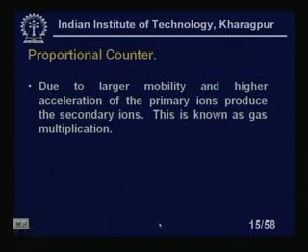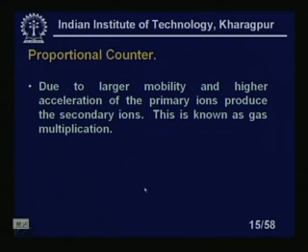Proportional counter. Due to the larger mobility and the higher acceleration of the primary ions, secondary ions are produced; this is known as gas multiplication. Now, when the ions move in a gas chamber, there are gas molecules, and the ions will knock out some of the outer electrons of these molecules. So, it will further produce some ions.